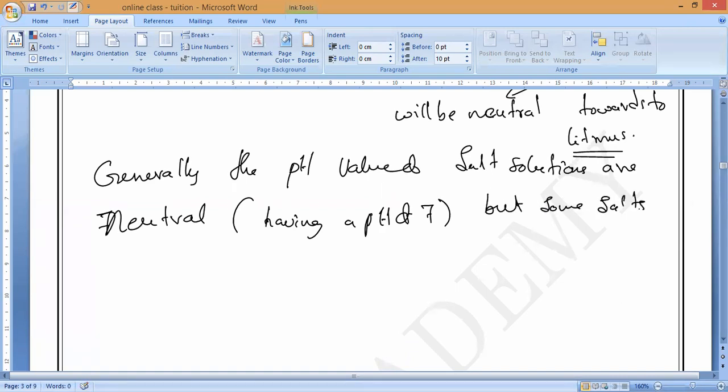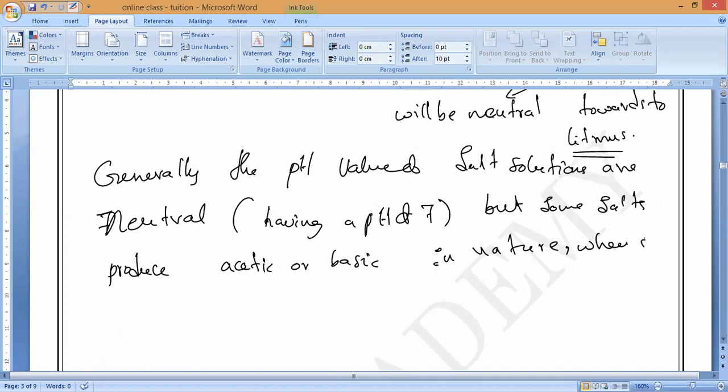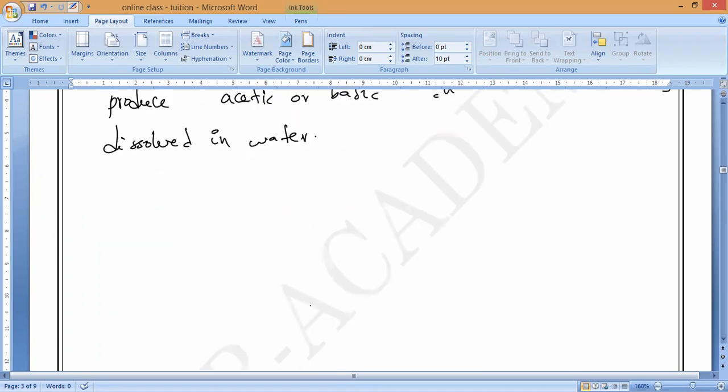Some salts produce acidic or basic solutions, some salts produce acidic or basic in nature when they are dissolved in water. For example, can anybody say the first salt solution?